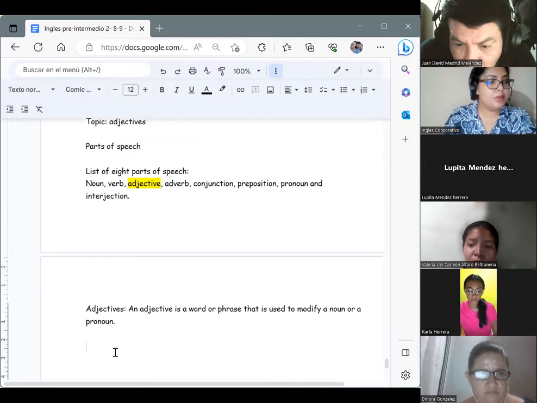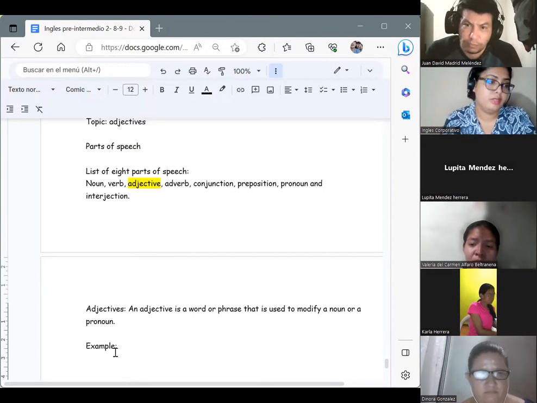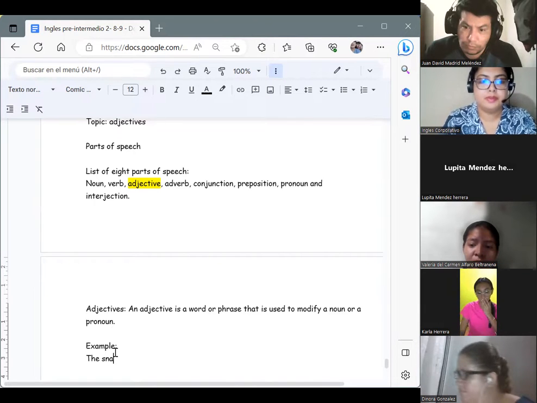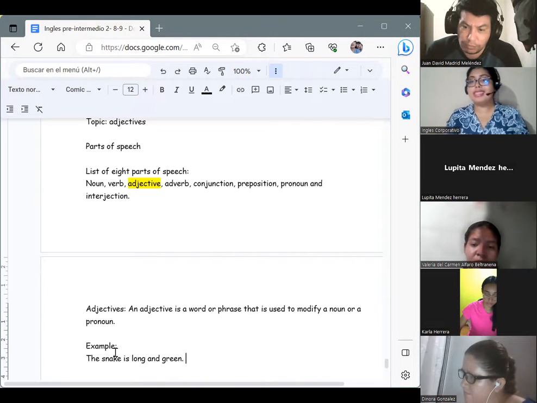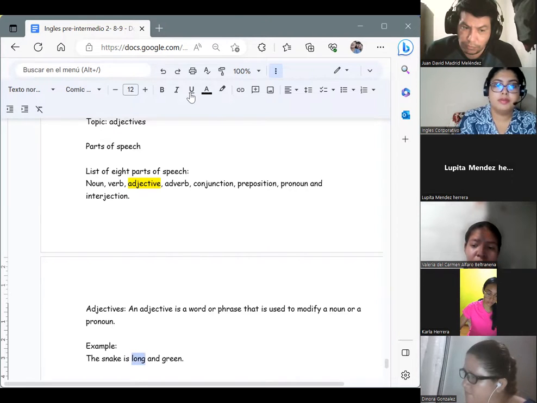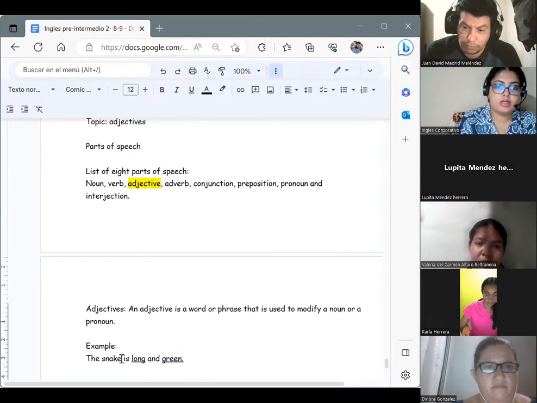Okay, and we have an example here because we need to talk about these examples. And we have this one. The snake is long and green. La serpiente es larga y verde. So in this case, long and green are words that are modifying the noun. Y en este caso, el nombre es la serpiente.